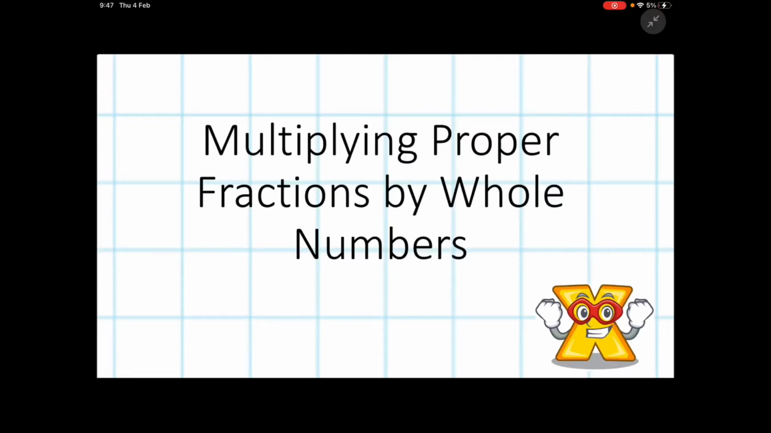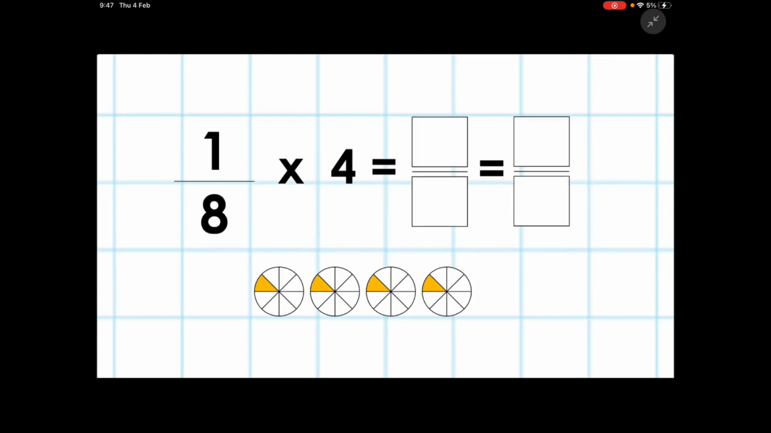In this video, we will be multiplying unit fractions by an integer. Here, I have a fraction multiplied by a whole number. And at the bottom, you will see I have some shapes to represent my fractions. I have 1/8 times 4.